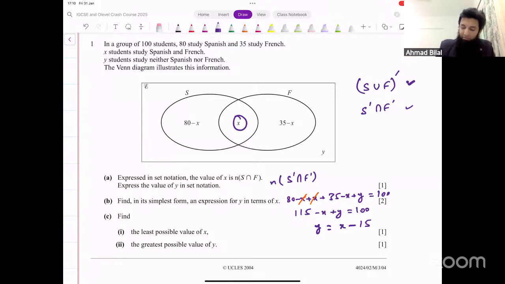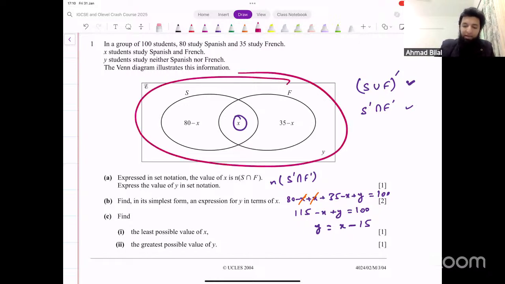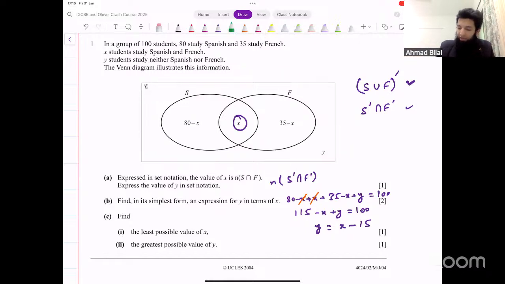Now, the total number is the same. The total number cannot change, right? When you add all of them up, the result has to be 100. We have found this relation between Y and X in the previous part. Y is equal to X minus 15. We want X to be minimum. We want the least possible value of X. Now, how small can X be?